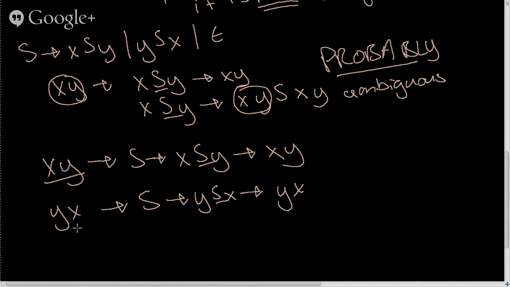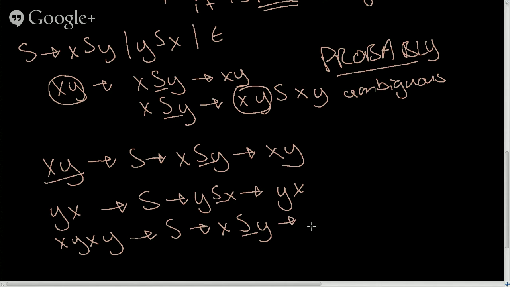If you want to make the string XY, there's only one way. S goes to XSY, and this S goes to YSX, so we have XY, and then this S would go to epsilon, and that would give you XY.